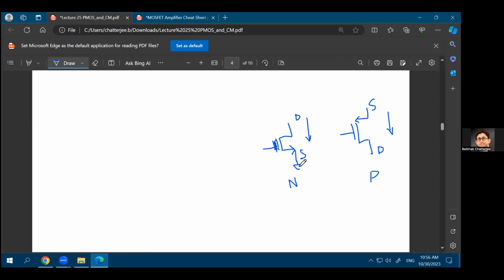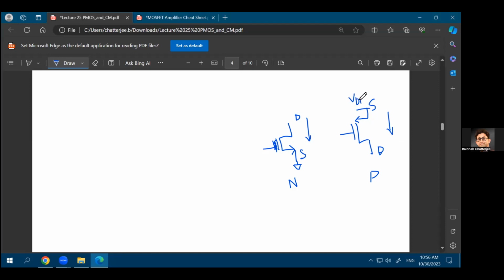So think about your common source amplifier. You have grounded the source, which means the source is at the minimum potential in the circuit. So drain is at a higher potential, source is at a lower potential for NMOS, whereas for PMOS, the source will be at a higher potential and the drain will be at a lower potential. Usually you connect the source at the highest potential of your circuit, that is your VDD.